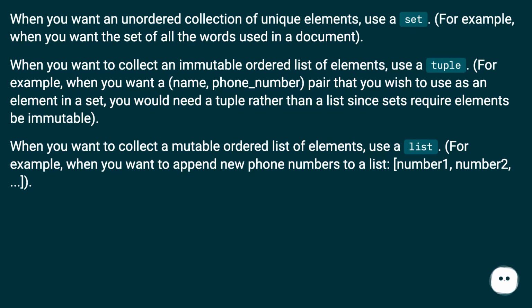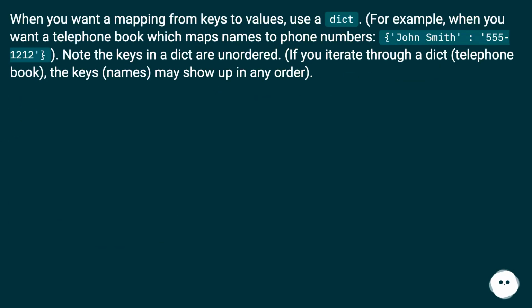When you want to collect a mutable ordered list of elements, use a list. For example, when you want to append new phone numbers to a list: number 1, number 2. When you want a mapping from keys to values, use a dict. For example, when you want a telephone book which maps names to phone numbers: John Smith: 5551212. Note the keys in a dict are unordered. If you iterate through a dict, telephone book, the keys, names, may show up in any order.